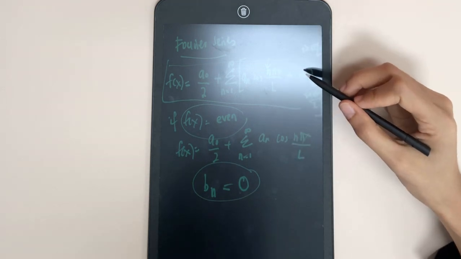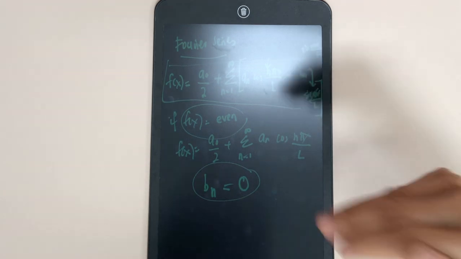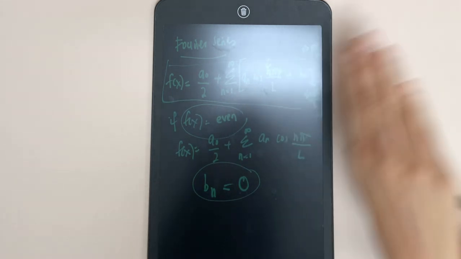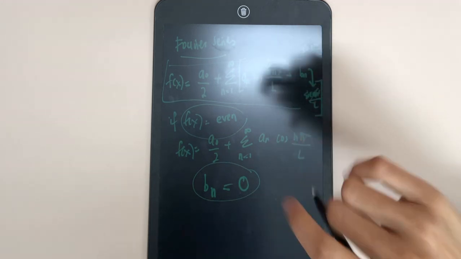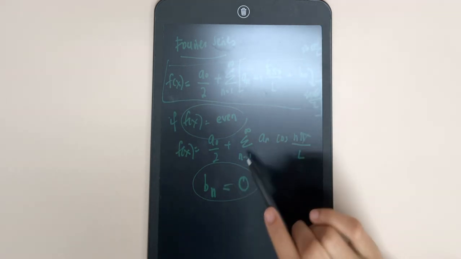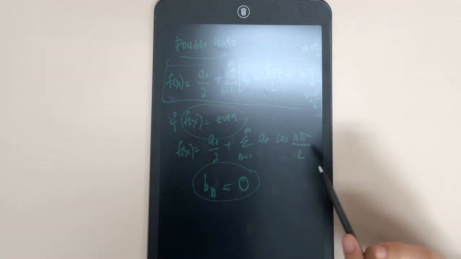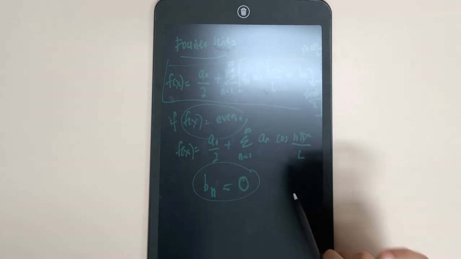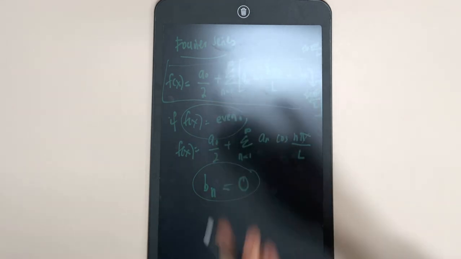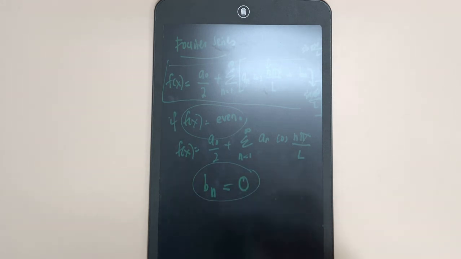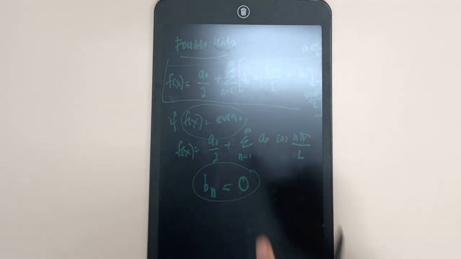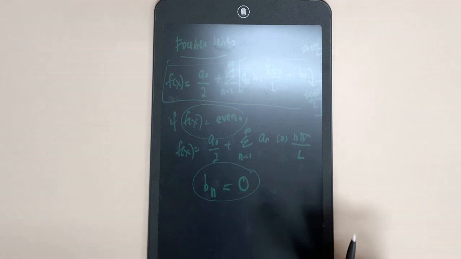Because Bn is 0, the sine also doesn't have to be here, because Bn sin n pi x over L is a multiplication. Your Bn is already 0, so the whole thing is not there. You are just left with A0 over 2 plus summation An cos n pi x over L. So the keyword here is: if even, Bn is 0. I hope you remember that one. Even, Bn is 0. I repeat, so make sure you bear in mind that when your function is even, Bn is 0.